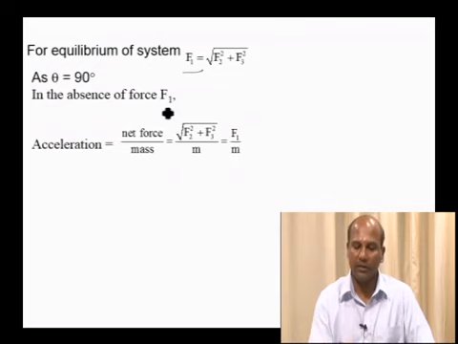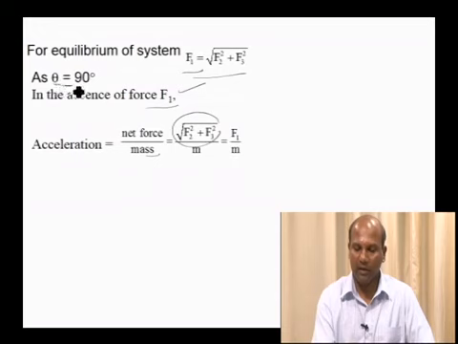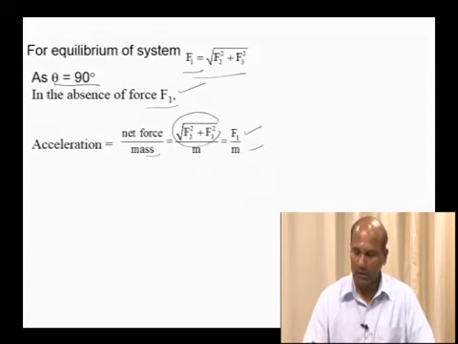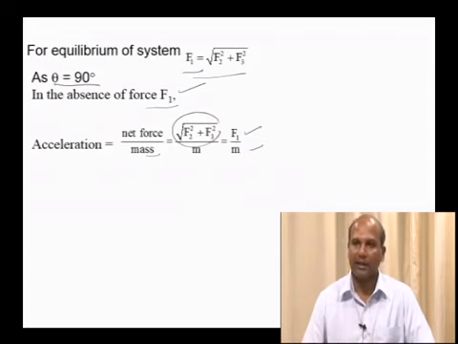Therefore, in the absence of the first force, that is F, the acceleration will be net force divided by the mass. I know this net force is given by the square root of F2 square plus F3 square, divided by m. So, this is nothing but equal to F1 because the angle here is equal to 90, and therefore, the acceleration will be F1 divided by m there. So, the correct option is A. We shall go to the next problem.